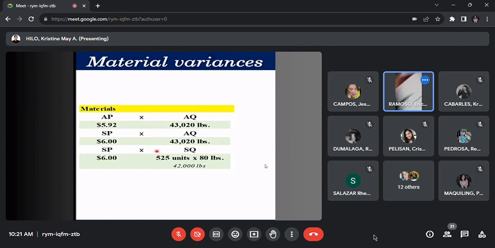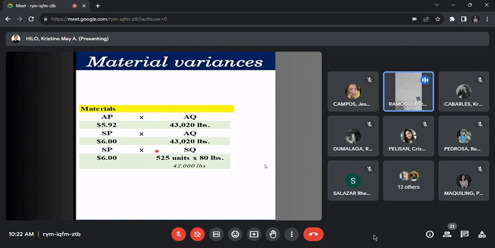Then the standard price times actual quantity is $6 times 43,020, which is $258,120. The standard quantity of 42,000 comes from 525 units times 80 pounds. Multiplying by the standard price of $6 gives $252,000.